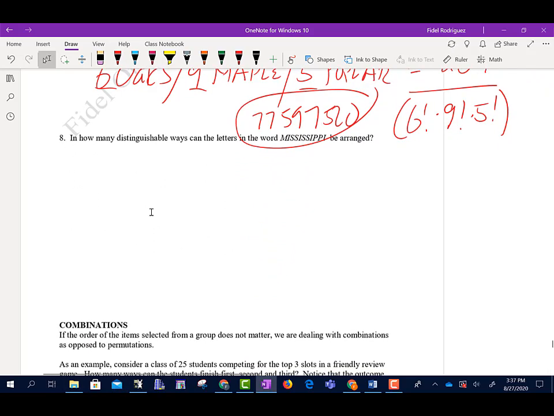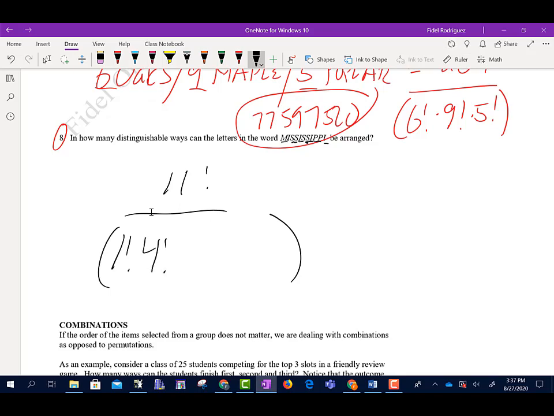All right. So, number 8, same type of problem, right? How many letters do we have? 1, 2, 3, 4, 5, 6, 7, 8, 9, 10, 11. 11 factorial. Okay. How many m's do we have? We only got one m, so 1 factorial. How many i's? 1, 2, 3. There's 4 i's. How many s's? Looks like there's 4 s's. How many p's? There's 2 p's. And that should be it.